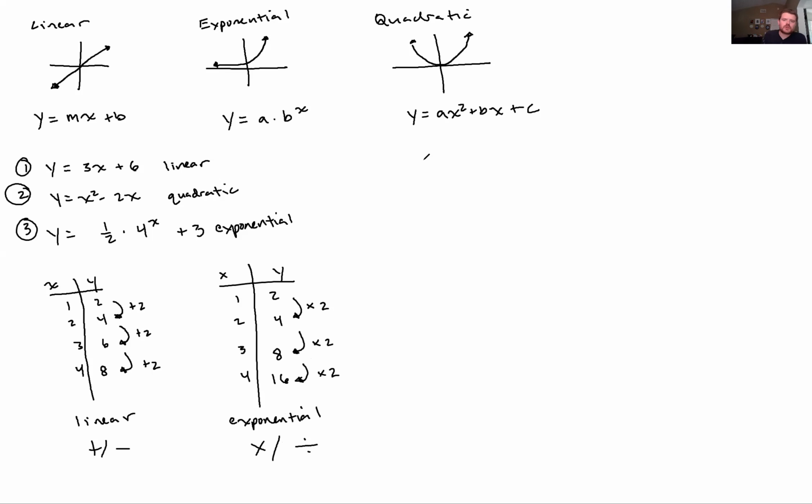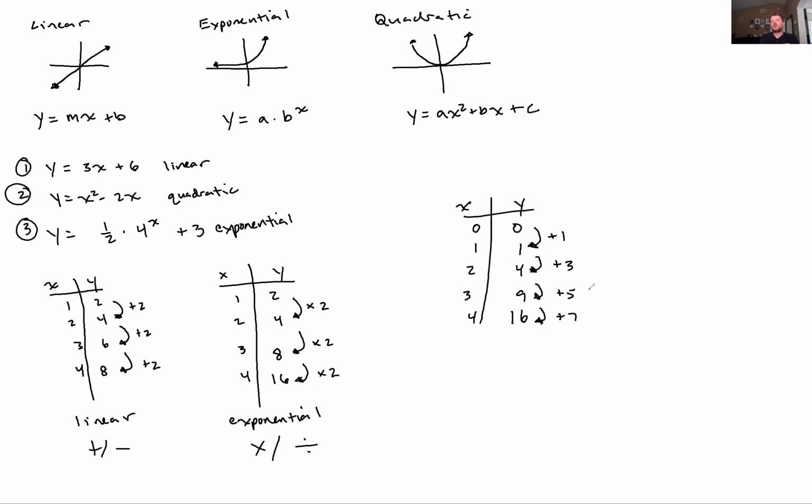Now quadratic is a little bit trickier. Let's take just plain x squared, so you have 0, 1, 2, 3, 4, etc. Looking here, there's really not a direct pattern of addition, subtraction, multiplication, or division. However, this is +1, this is +3, this is +5, this is +7.